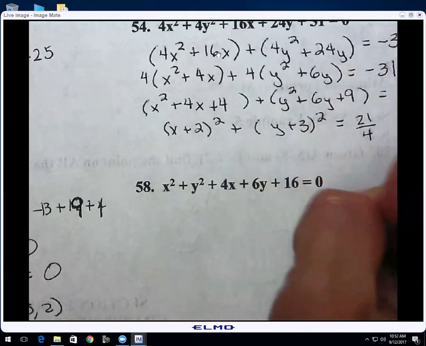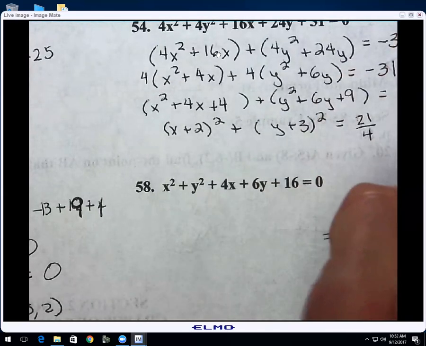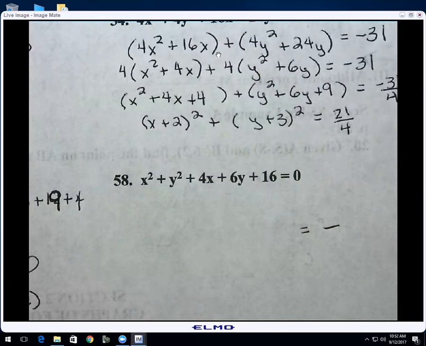And I'm not going to do it because we don't have time, but on number 58, if I completed the square and ended up with a negative on the right-hand side, what's a circle with a square root of a negative? Okay, it's imaginary.